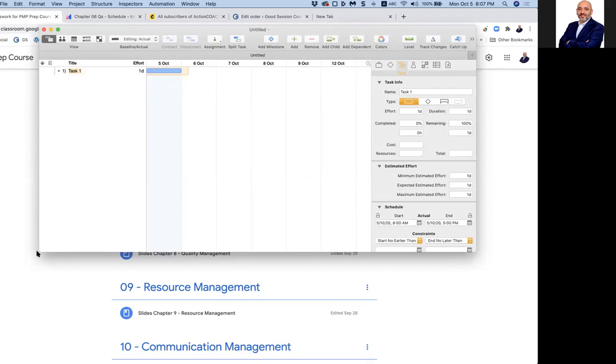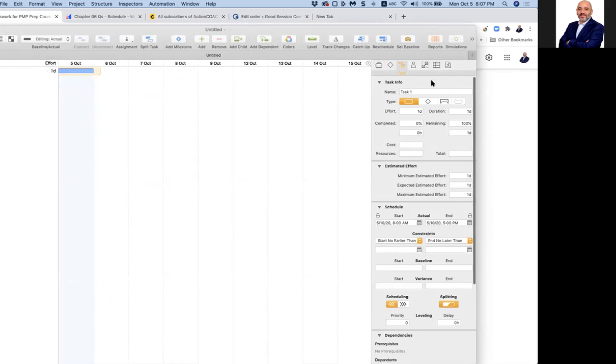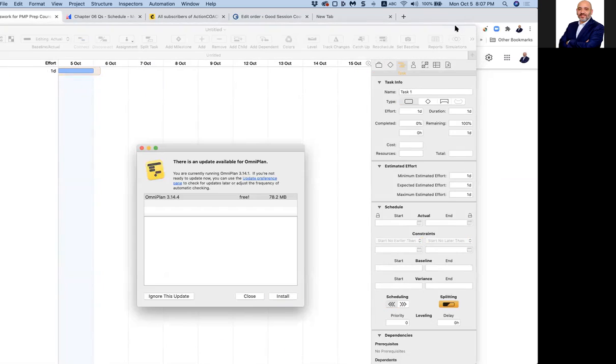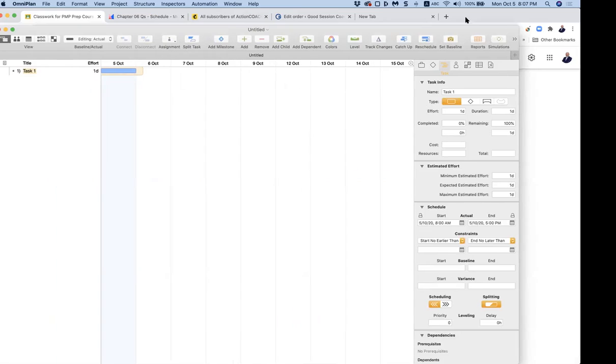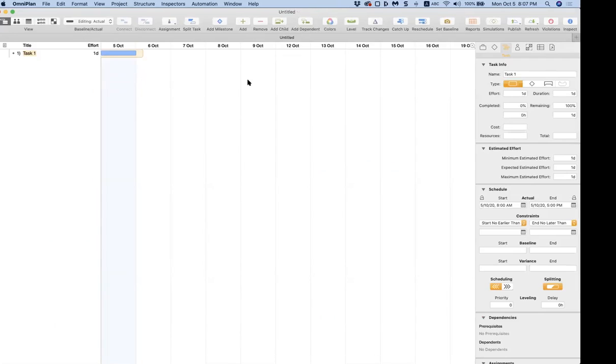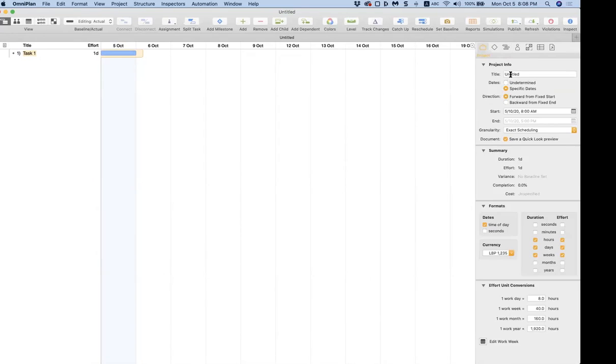Okay. So this is OmniPlan. OmniPlan is a tool that is very similar to Microsoft Project. It's simpler. It's made for Mac OS, because Microsoft Project doesn't exist for Mac OS. Okay. When I first open OmniPlan, it shows me the project information here: the name of the project and some information about it, the duration format, the currency, the units used, etc.